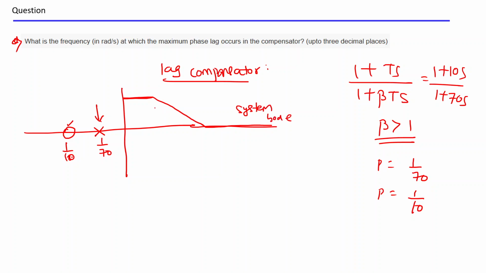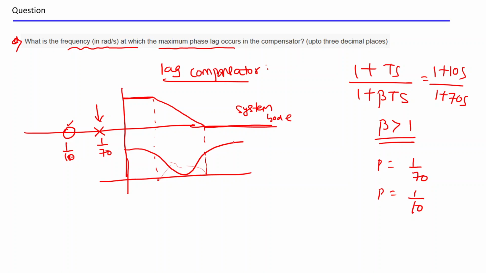From this Bode plot, you have to find out the frequency in radians at which the maximum phase lag occurs. If I draw the phase plot of this transfer function, up to here there will be no change, nothing will be there. From here to here, one pole will be there, so the phase comes down like this. So this is the phase plot. At this point there is a maximum phase lag. This is the phase lag that the compensator is adding, the maximum phase lag it can add. It occurs at one frequency, that is called omega m.